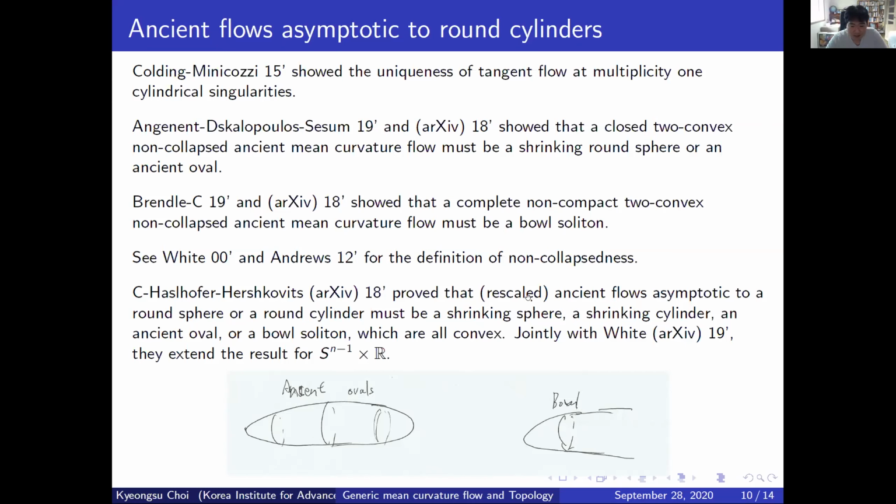And then jointly with Brian White, we extended the result for the cylinder in hierarchy as S^{n-1} cross R case. So it is still open to classify the ancient solutions from S^1 cross R^2 in R^4 and some higher dimensional cases. Okay, let me talk about how to classify this later.